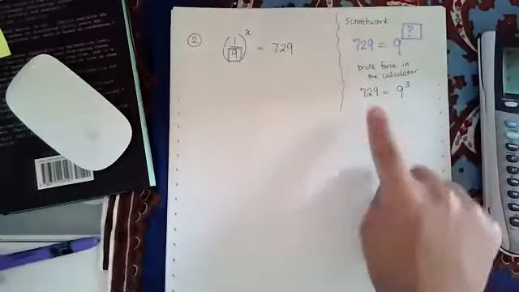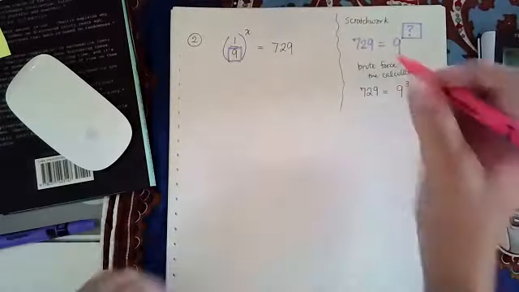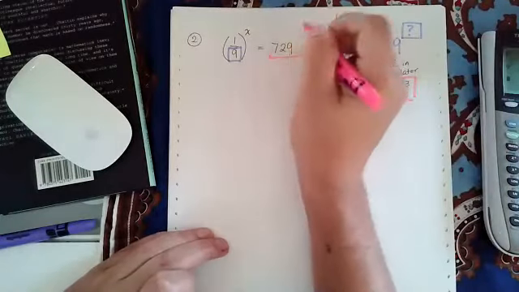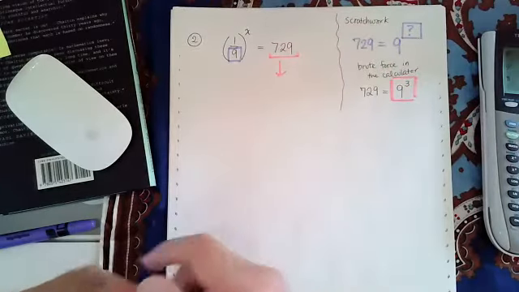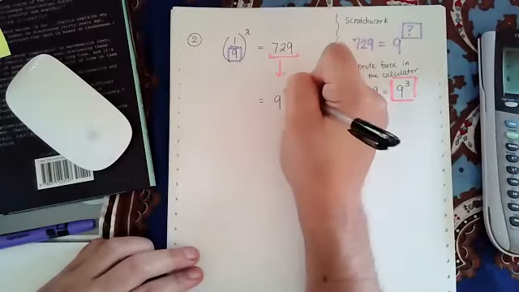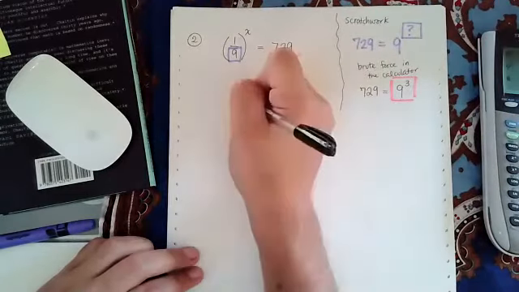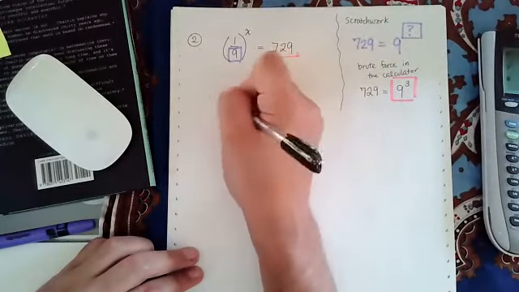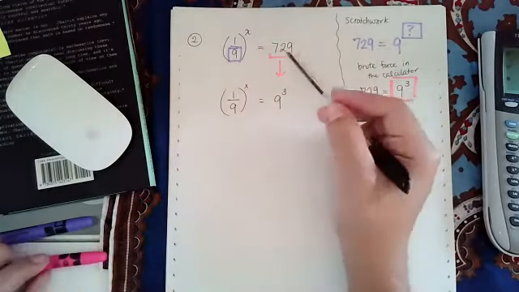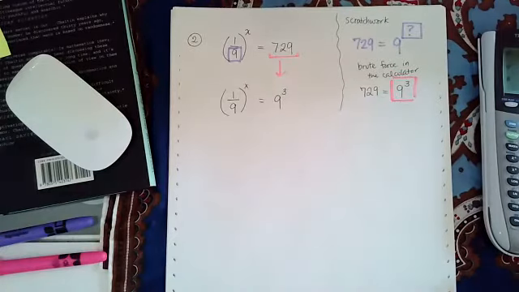So because these two expressions are equivalent to each other, I can make this substitution where now 729, let me just sub that out for 9 to the third power. We haven't done anything to the other side. We're just substituting out the 729. Does anybody have any questions about that part?